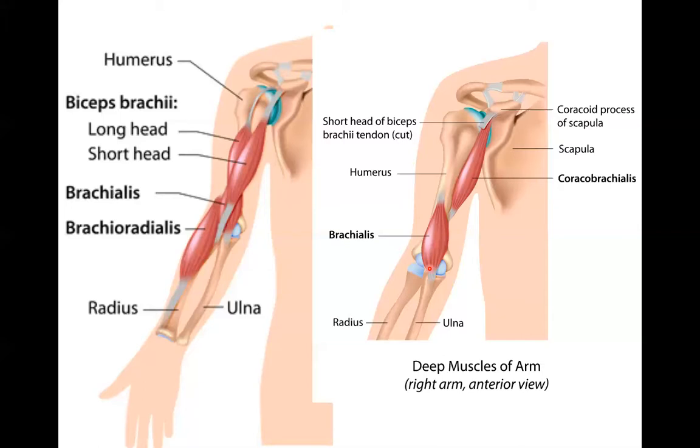So biceps brachii can flex the shoulder and flex the forearm because it crosses both joints. Coracobrachialis only crosses the shoulder, so it can only cause movement at the shoulder, and brachialis only crosses the elbow, so it can only cause movement at the elbow.